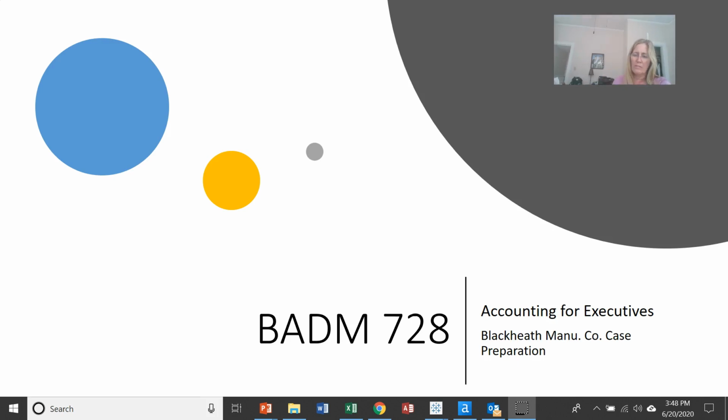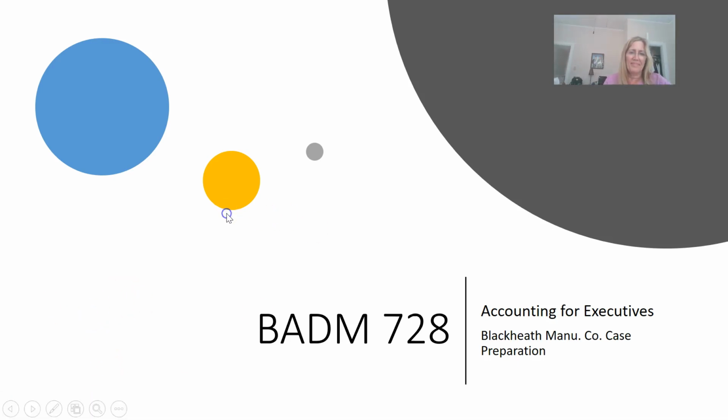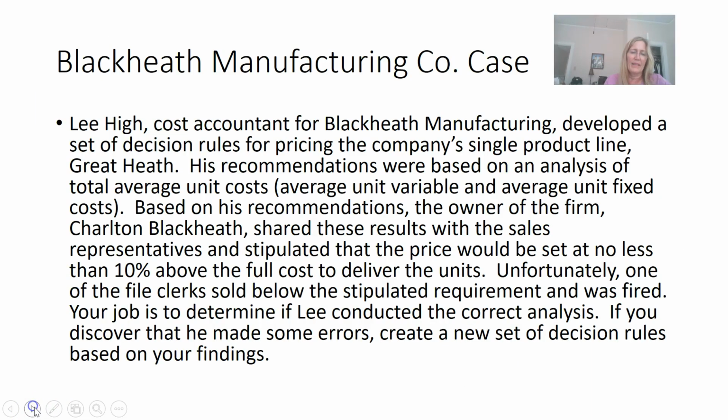So let's go ahead and look at some of the case aspects here. Go to the next slide. A few slides. So this is just a summary, right? So this employee, Lee High, he's the cost accountant for Blackheath Manufacturing, developed a set of decision rules for pricing the company's product line. His recommendations were based on an analysis of total average unit costs, which means average unit variable and average unit fixed. So you see that there on page 6.